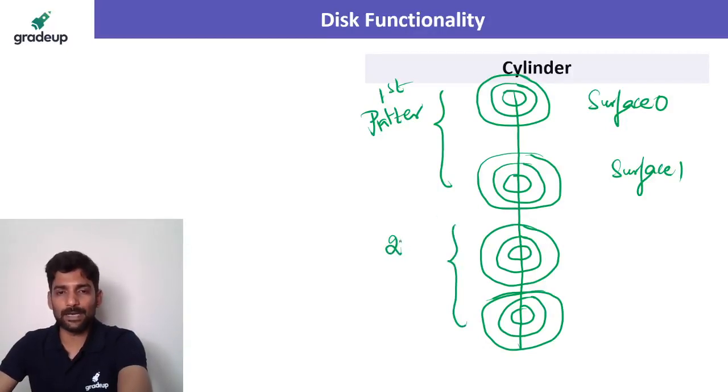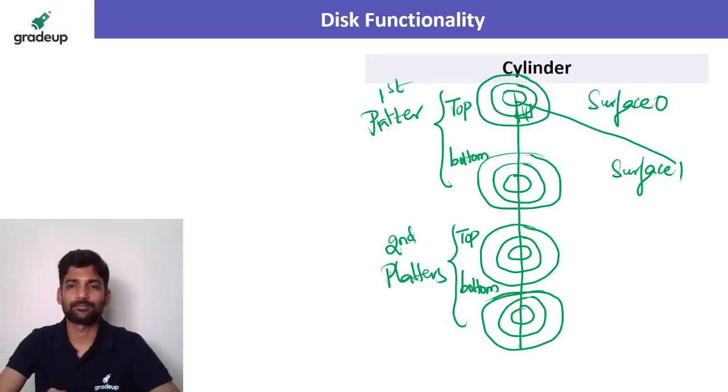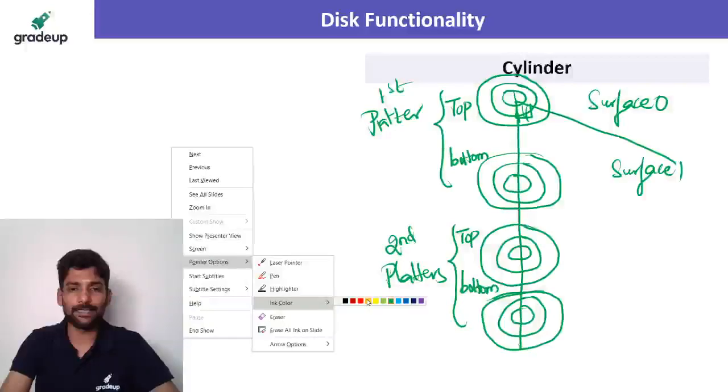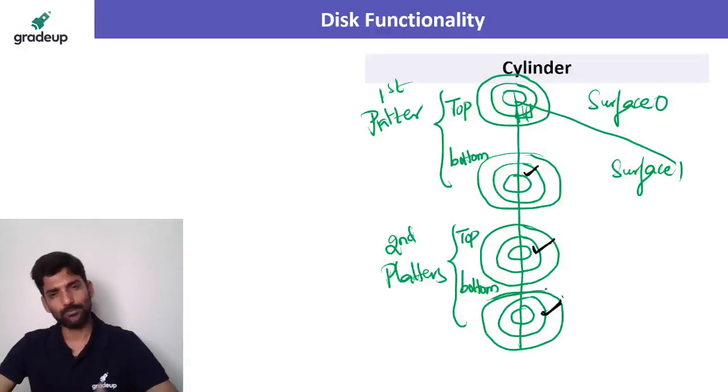Similarly, these two belong to the next platter: the next platter's top surface and the next platter's bottom surface. So this is the first platter's top, the first platter's bottom, right? Now the point is, we know the first platter's top has the read write axis along with the read write head. So now the question is, what if the data is on the second platter, or on the last platter's last surface? What if the data is somewhere here?